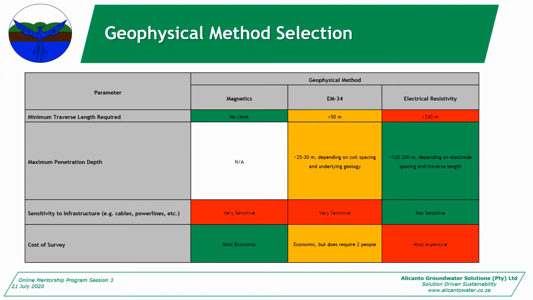The magnetic and EM methods are both quite sensitive to your infrastructure, your power lines, etc. But the resistivity is generally more robust. It's not as sensitive to site conditions. Most economic is your magnetics, because you can do it with just one person. EM is not that expensive, but you do need 2 people. And resistivity is the most expensive because it's quite specialized equipment, and you need a team of people to lay out the cables and to do the actual survey.